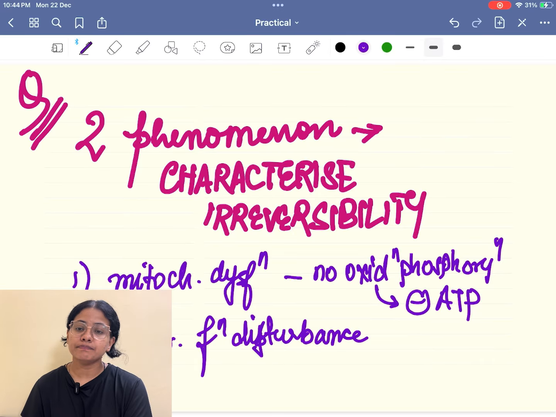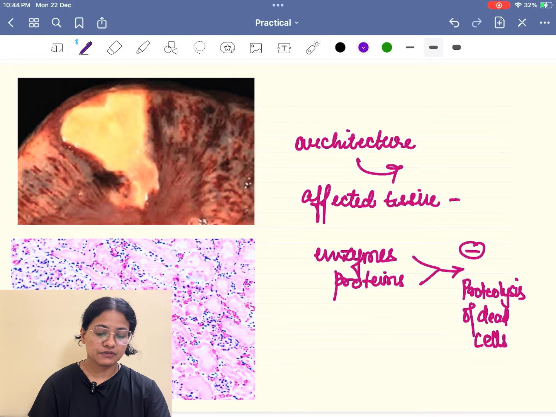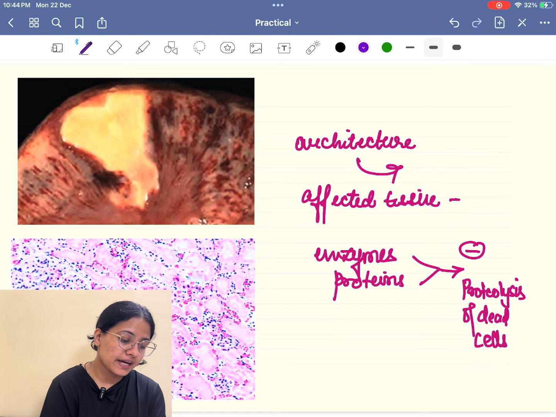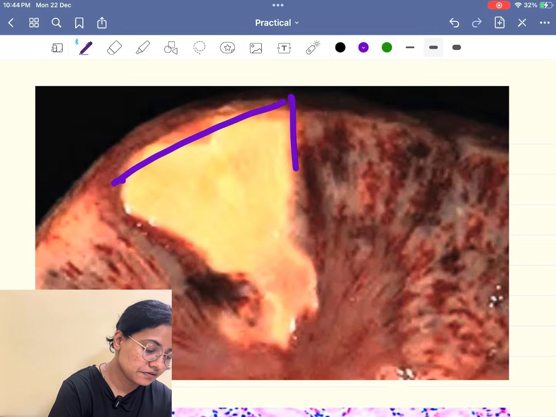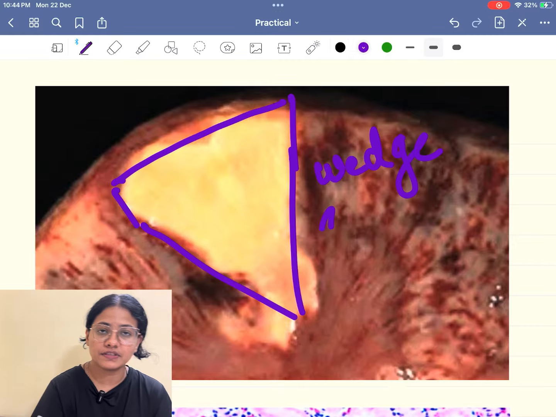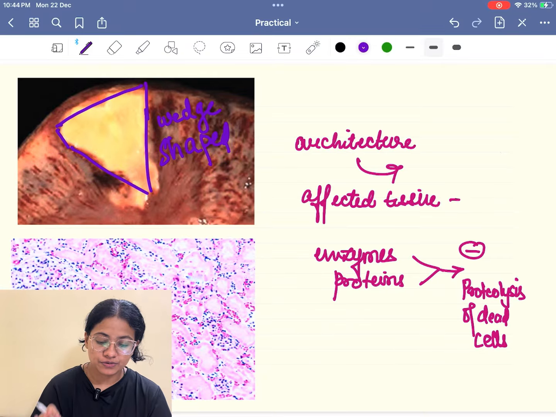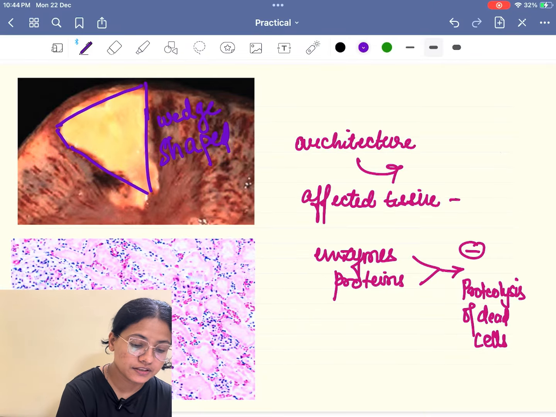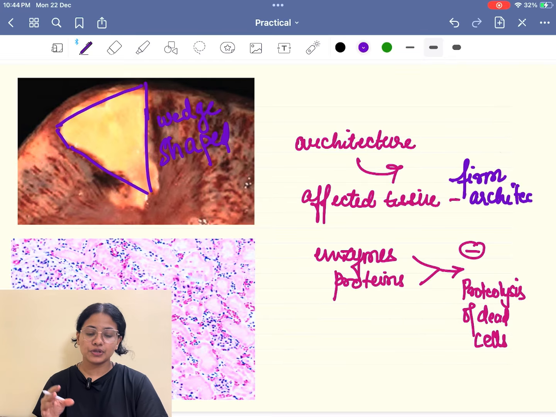Now coming to the patterns of cell necrosis. Okay, so this is quite important. Here you have to remember a few things. The first one is, grossly, if I tell you what is this shape, okay, this is wedge shaped. I'll tell you the significance of this later, but now if I tell you the architecture of the tissue is maintained, and the affected tissue has a firm architecture, it's still firm.